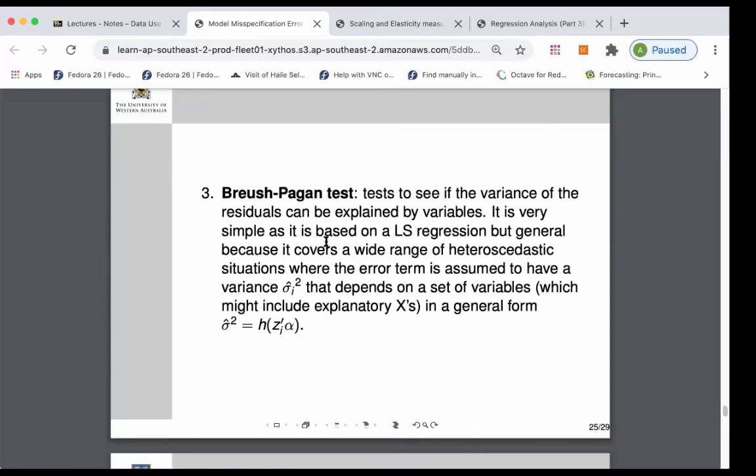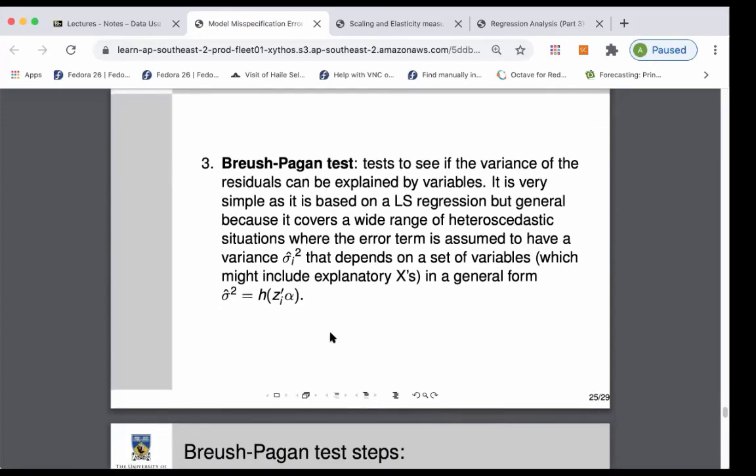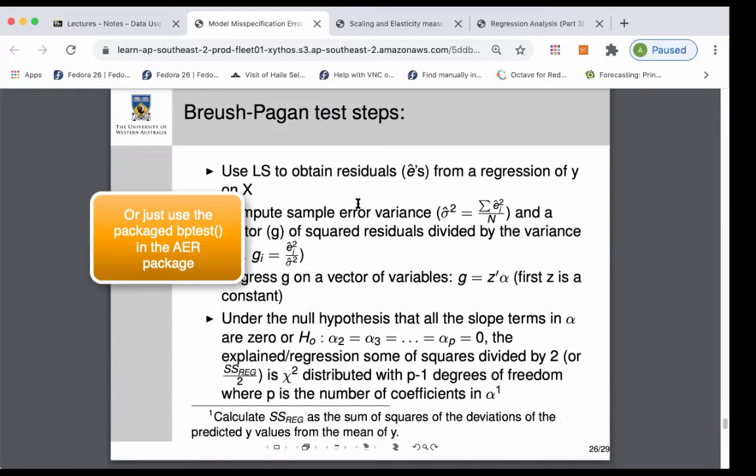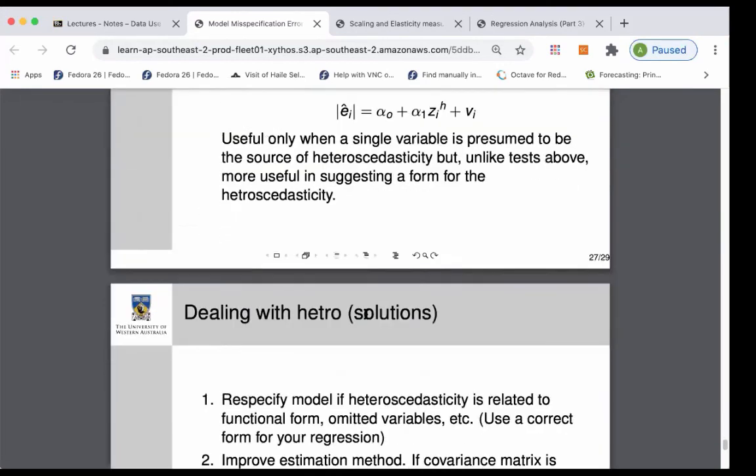The test you have been using, the BP test, is the Breusch-Pagan test. What it does is it uses the residuals and tries to figure out if the residual variance depends on a bunch of variables. There is an exercise there. You can do this by hand. You can read through this.